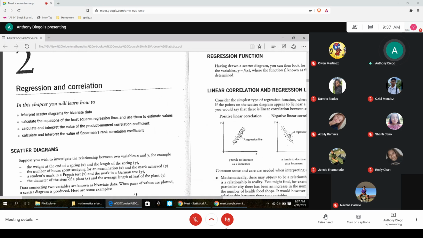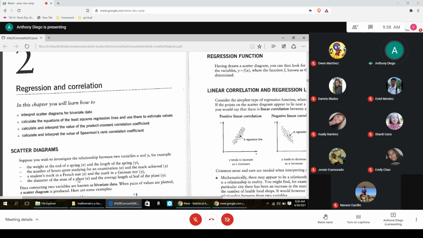Then here, the student's mark in a French test X and the mark in a German test Y. Nothing is wrong with this correlation as well because it's the same student who performed the two different tests, the French test and the German test. So you could have a correlation between the two tests, and interpret in which test he did much better.